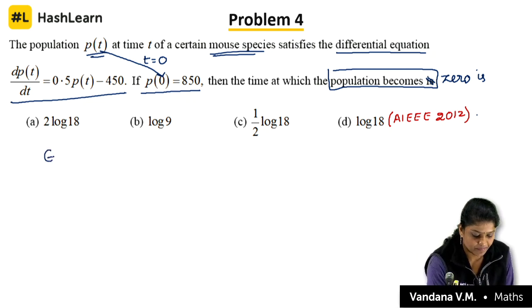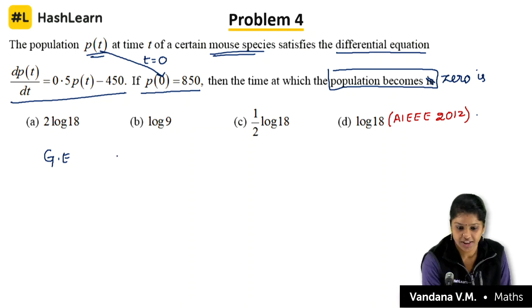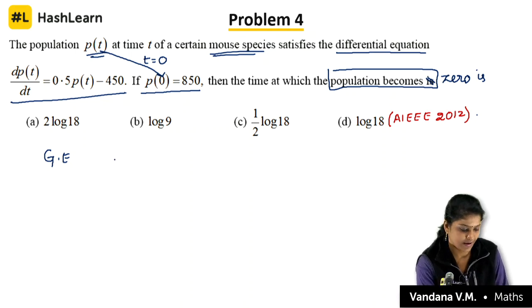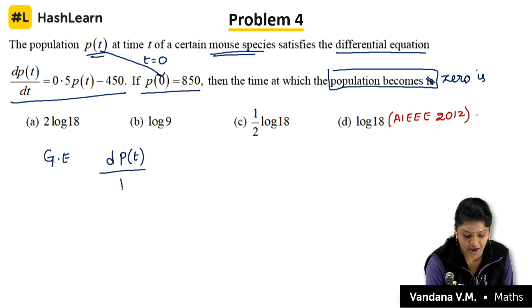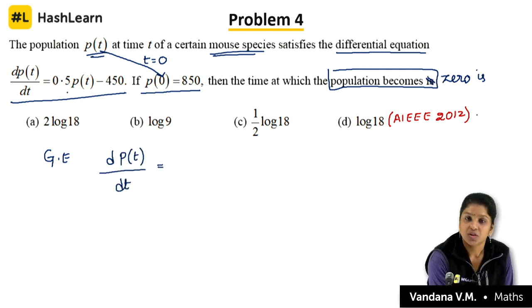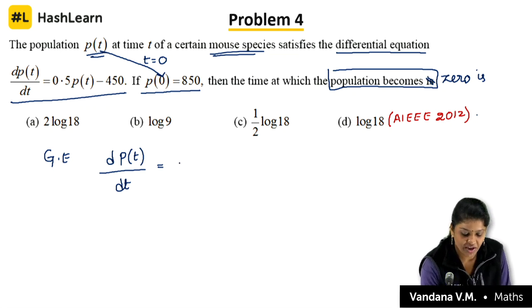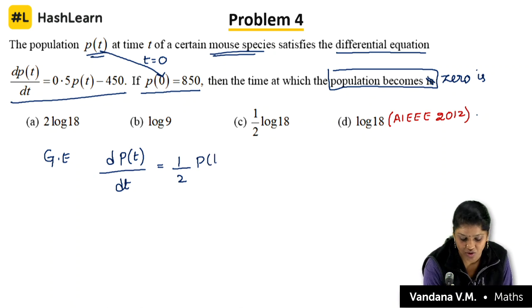Given equation is dP(t)/dt = 0.5 P(t) - 450. Many times they gave the same kind of problem. Whenever we have that point five, what we will do? It is 1/2 P(t), as it is what we did earlier, minus 450.